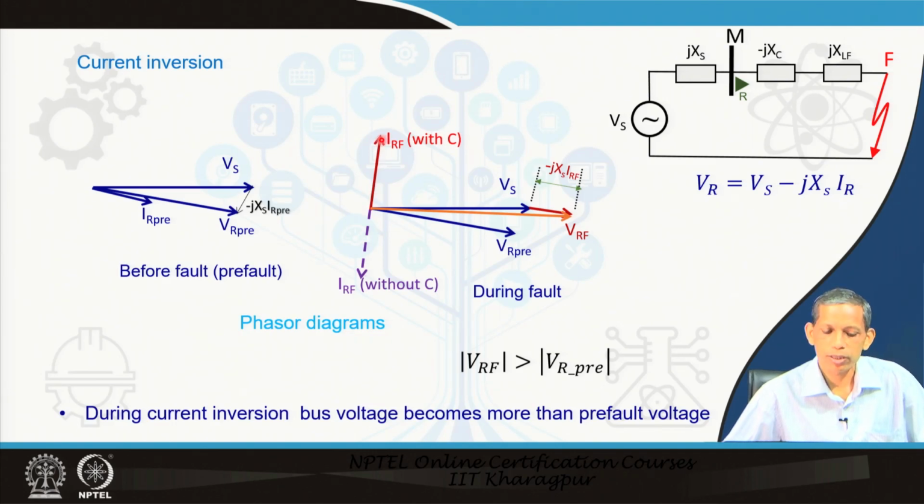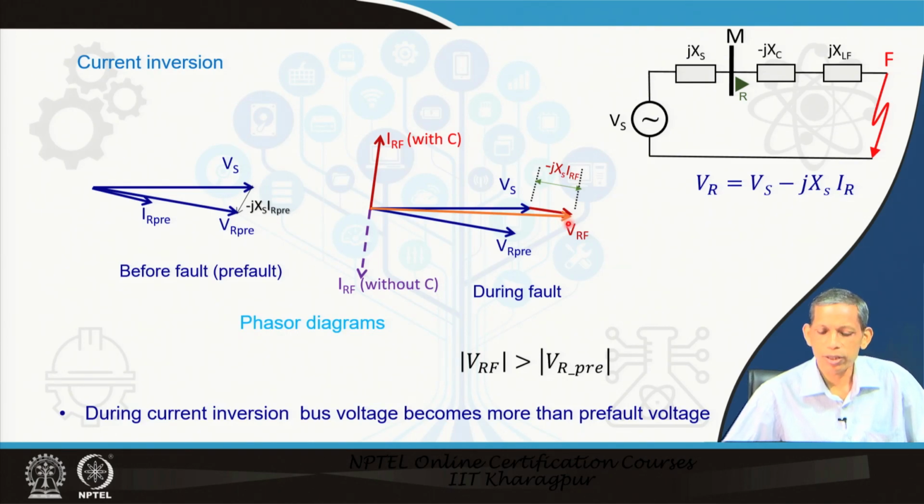Because we are talking about the current inversion case, the fault current direction will be upward in this phasor position. The drop will be, as usual, minus j X s I r again, so minus j X s I r f. This part goes to the right-hand side, anti-clockwise. If we add V s and minus j X s I r f, the corresponding V r f becomes this. This is the position of V r f that we see.